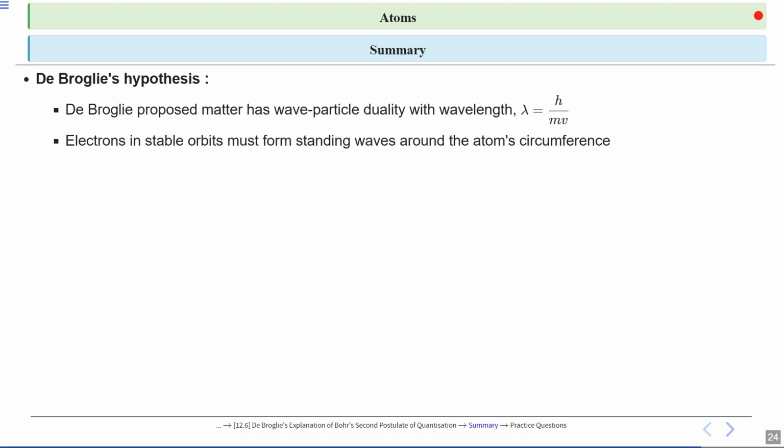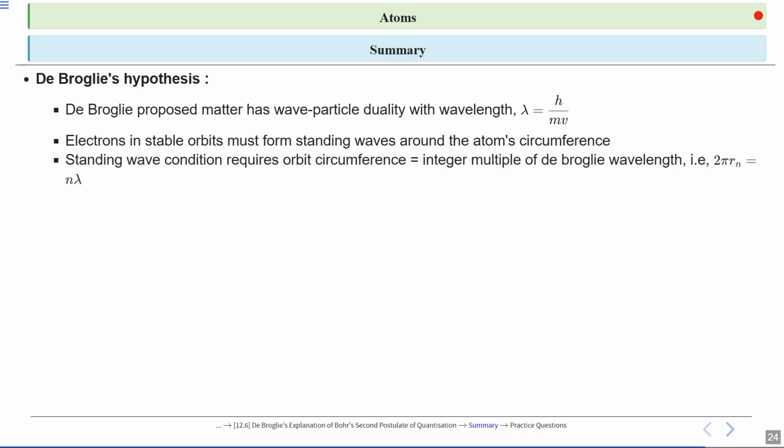De Broglie suggested that electrons in stable orbits must form standing waves around the nucleus. A standing wave is a wave that fits perfectly into the space, like a guitar string vibrating at certain frequencies. For a standing wave to form, the circumference of the electron orbit must be an exact multiple of its wavelength. In other words, 2 times pi times the radius of the orbit equals n times lambda, where n is an integer 1, 2, 3 and so on. This means only certain orbits are allowed, which matches what Bohr found experimentally.